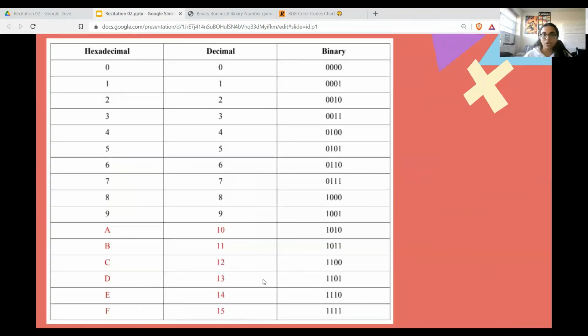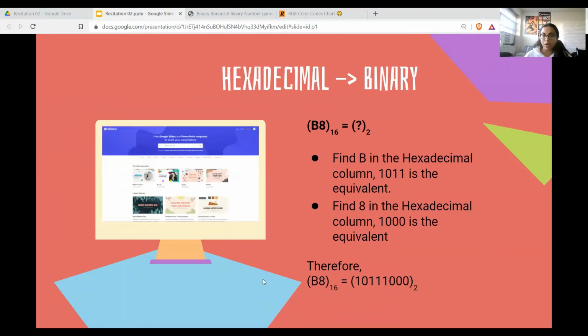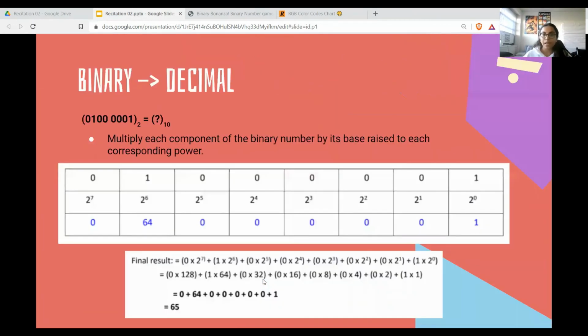So let's go back to the initial conversion, which is binary to hexadecimal. Remember, the binary numbers are divided into groups, which have 4 bits each. And then using the table, we will find the equivalent hexadecimal notation. Then for doing hexadecimal to binary, we will first find the equivalent binary values for the hexadecimal. So if it is B8, we will find the corresponding binary value for B and then the corresponding binary value for 8.